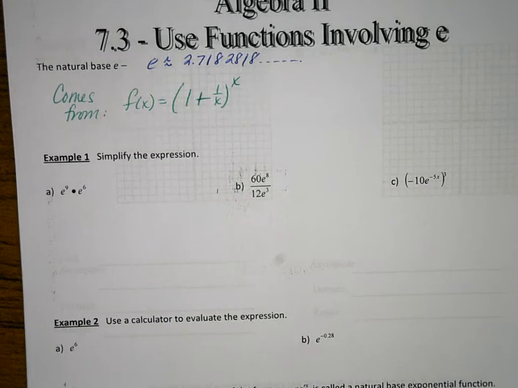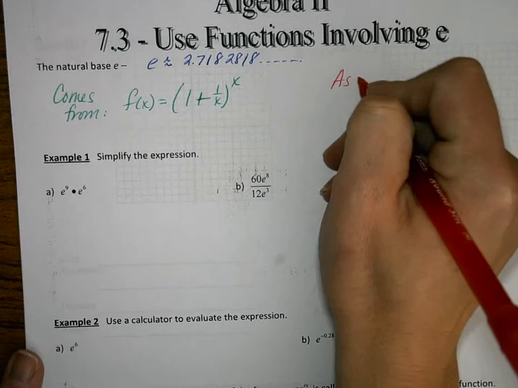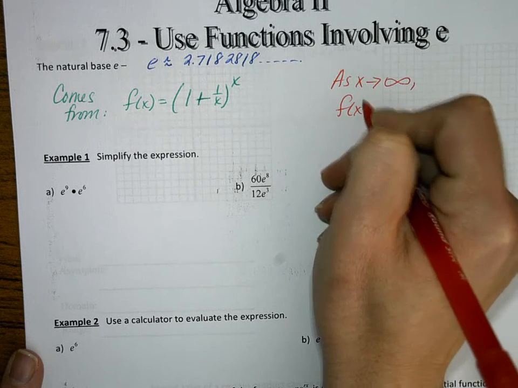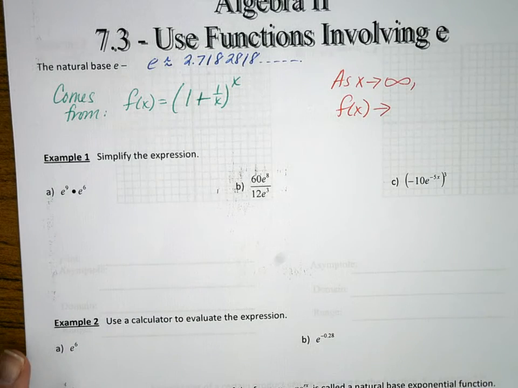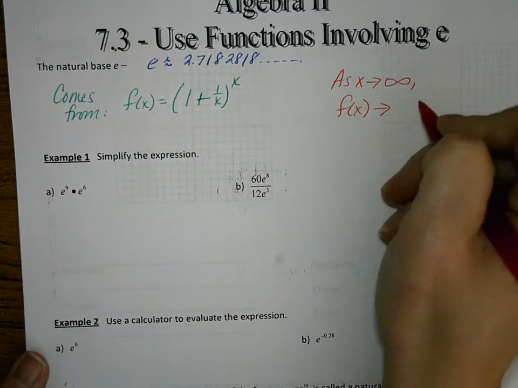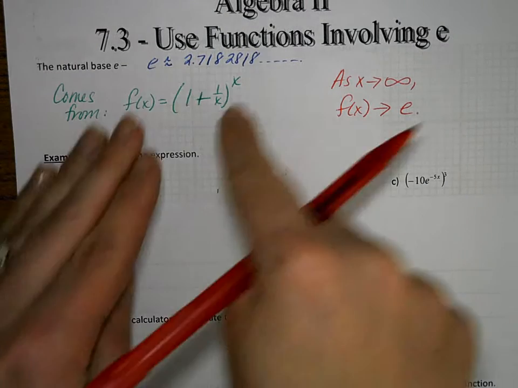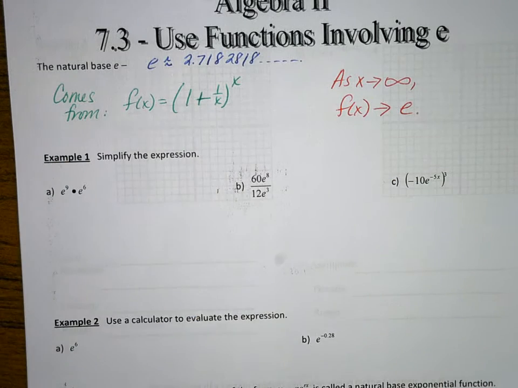So in other words, what we're saying here is as x approaches infinity, f of x approaches, beautiful, as x approaches infinity, f of x approaches e. The bigger the number I plug in here, the closer I get to e. If I plugged in 1,000,000, I'm hoping it'd be pretty close to e.